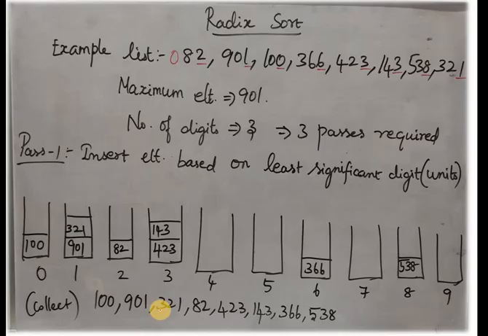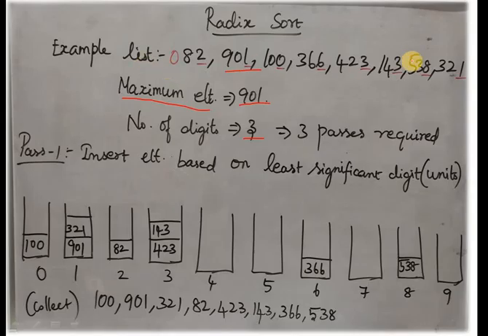So here I have taken an example list. It contains 3, 6 and 8 numbers, so 2-digit numbers as well as 3-digit numbers. So maximum we are having 3 digits. First you have to find out the maximum element. So here the maximum element in the list is 901. In the largest number, only 3 digits are present.